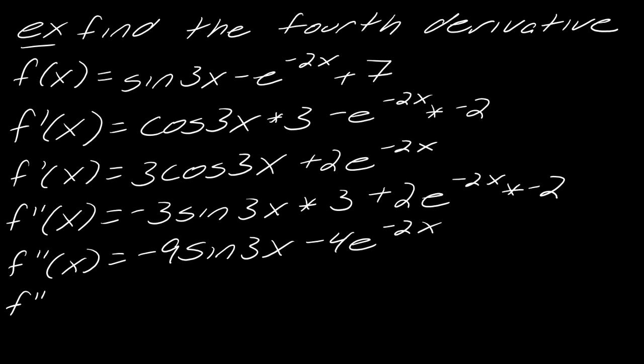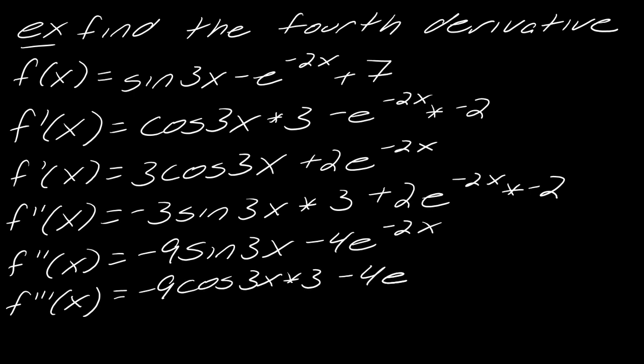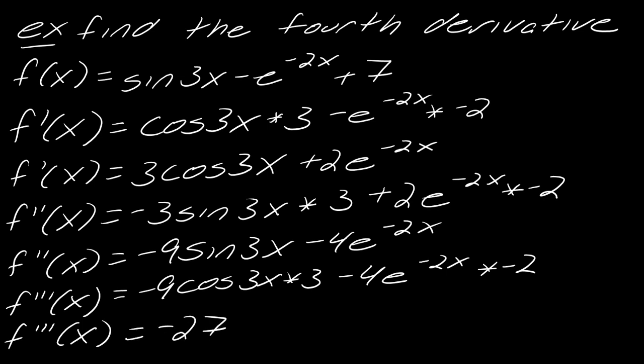So now we move on to the f triple prime. Now this becomes negative 9 cosine of 3x times 3 minus 4e to the negative 2x times negative 2. So my third derivative here will be negative 27 cosine of 3x plus 8e to the negative 2x.